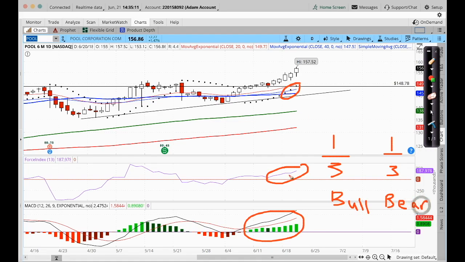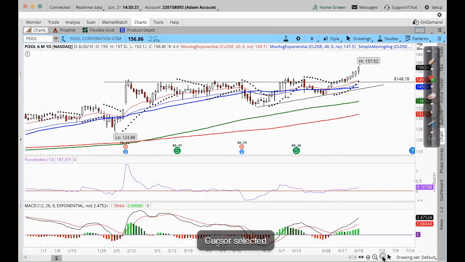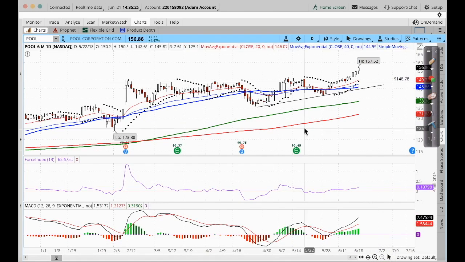Okay, so we don't need all 3, we just need 1 of the 3 to show bullishness if we're going long and bearishness if we're going short. All right, so hope that clears that up. Okay, great. Now let me also orientate you to the moving averages.